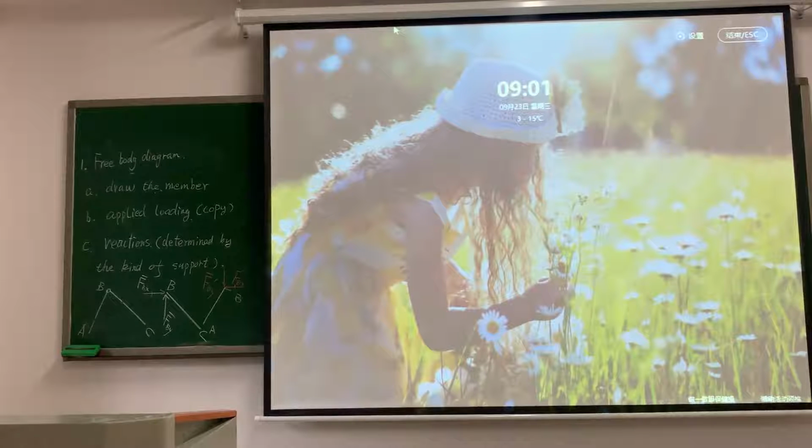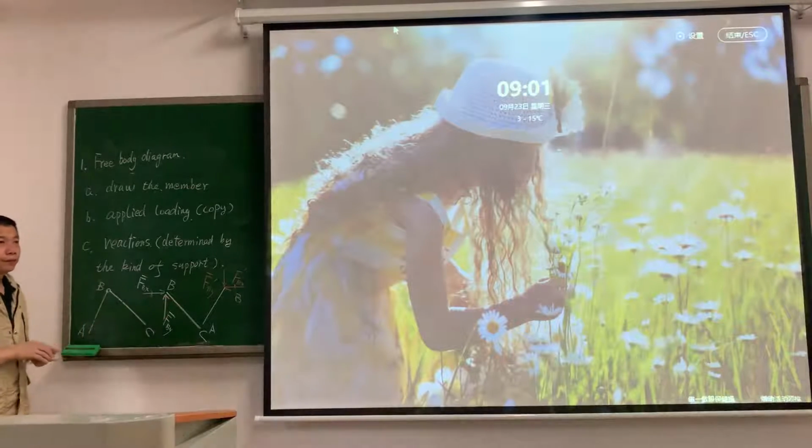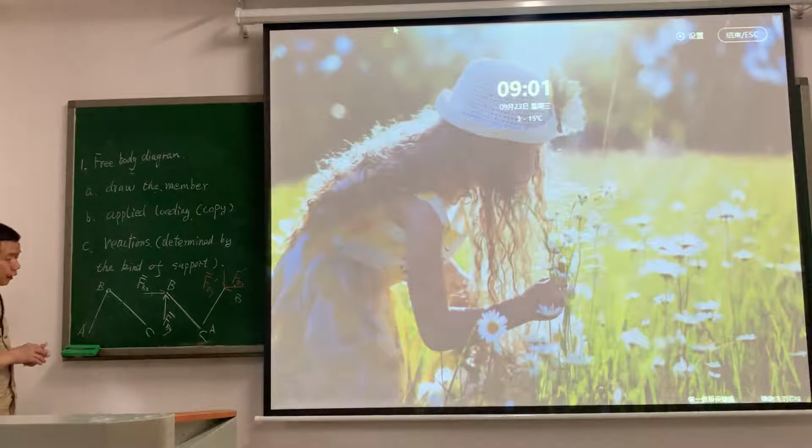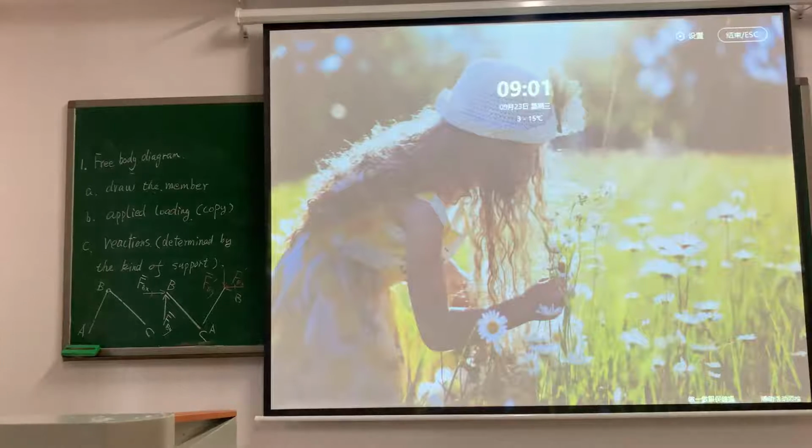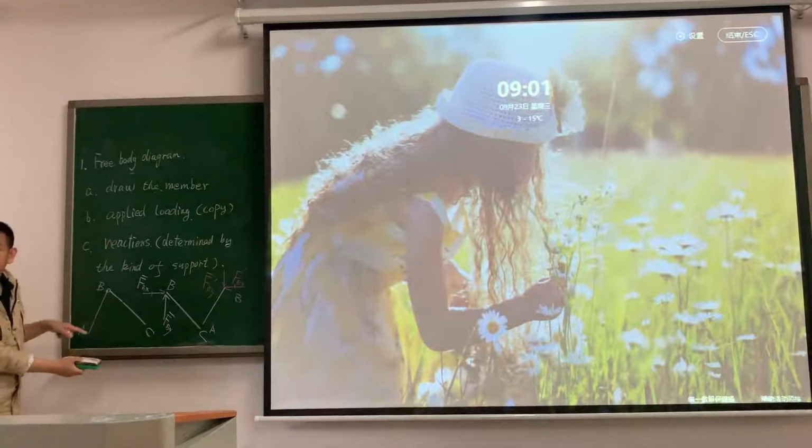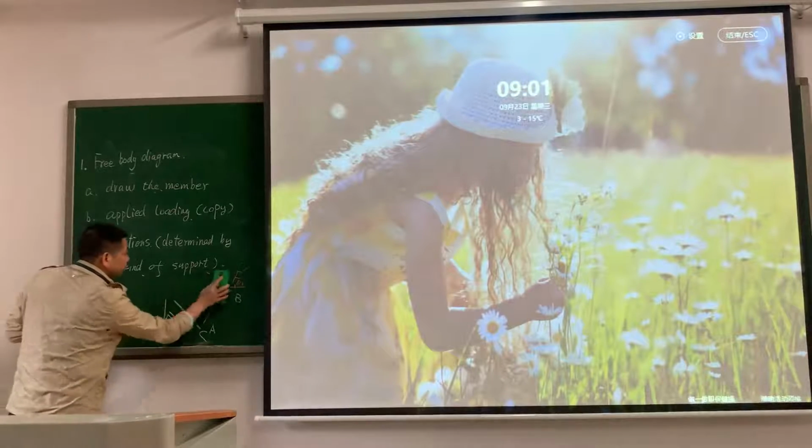Like Newton's third law, action and reaction are equal in magnitude and opposite in direction. So we have to know that. We have to know a force is the internal force of the structure. Copy it. Finish.